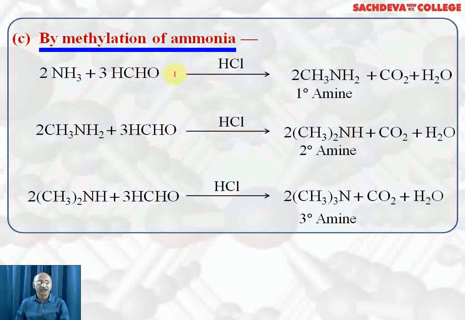Methylation of ammonia. If we react ammonia with formaldehyde, in the first step you will get primary amine plus carbon dioxide plus water. Methylamine, if it reacts with formaldehyde again, we will get dimethylamine plus carbon dioxide plus water. And dimethylamine, if it reacts with formaldehyde, we will get tertiary amine plus carbon dioxide plus water. So by this method also we can get primary amine, secondary amine as well as tertiary amine.